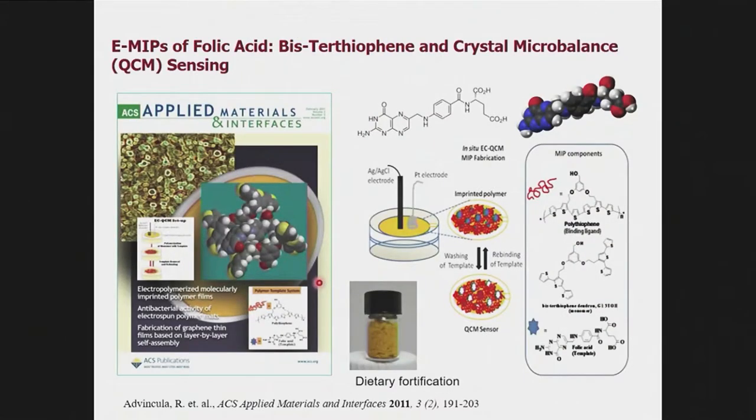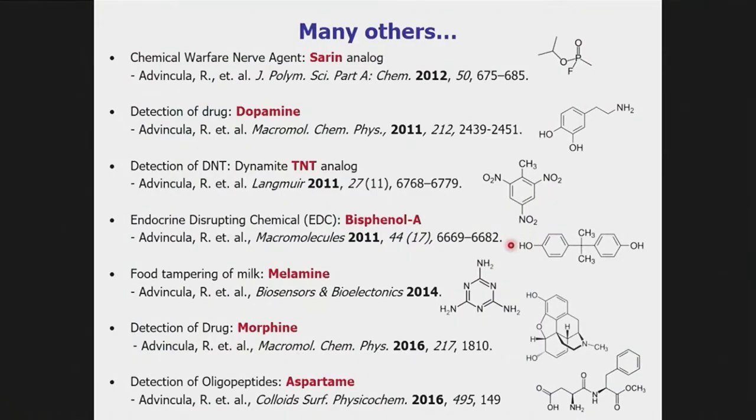And we've not only done this on an SPR chip, but we've done it on a quartz crystal microbalance. The molecule at that time, we looked at folic acid, a known nutraceutical, and we did the same thing and optimized the system. Since then, we've done it on molecules like sarin, TNT, dopamine, morphine, and so on.